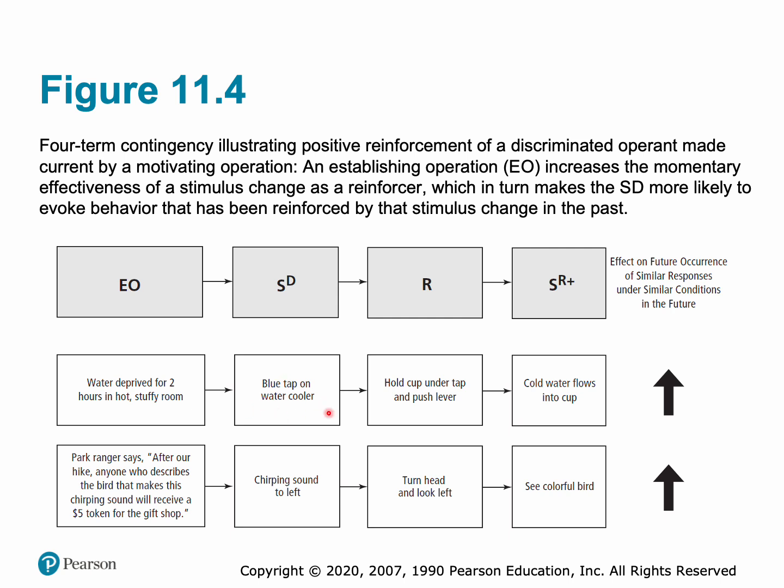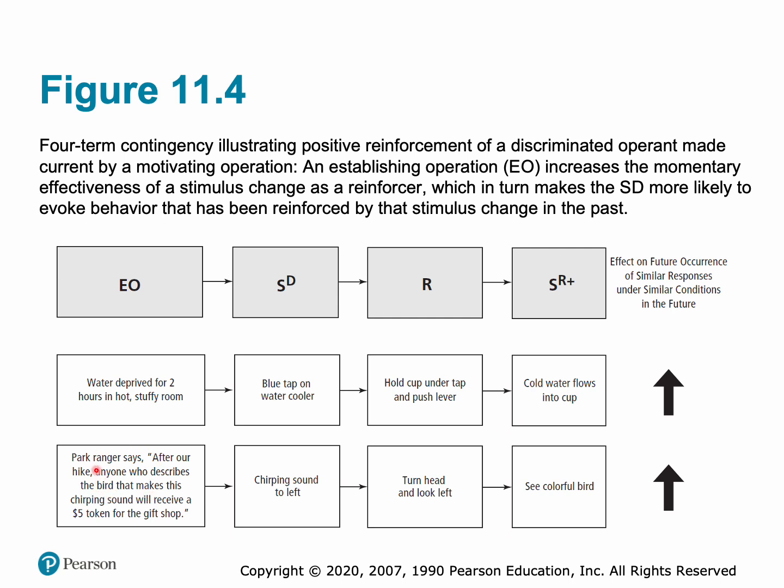So then you have your SD, which is going to signal the availability of the reinforcement. So you see blue tap on white on a water cooler. So you see a cooler where you can get water. And then you hold your cup under the tap and push the lever. That's the response, which results in you getting water. So cold water flows into a cup. Guess what happens? Your behavior is going to increase in the future when you are under similar conditions, right? When you are deprived of food, or of water, and you are thirsty, or maybe when you're in a hot room or you feel hot.